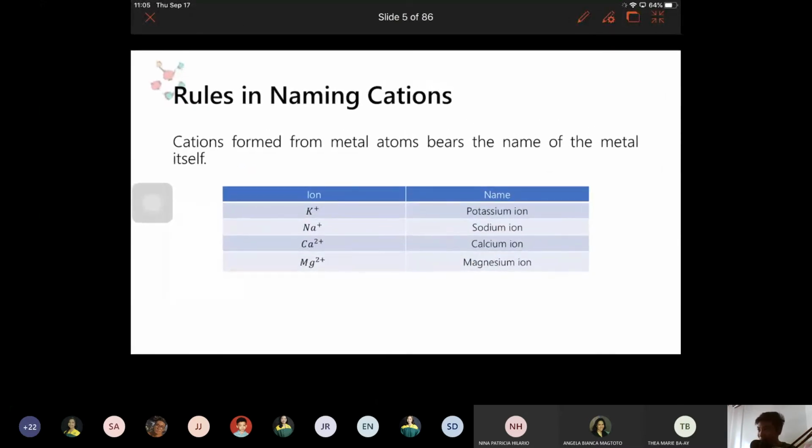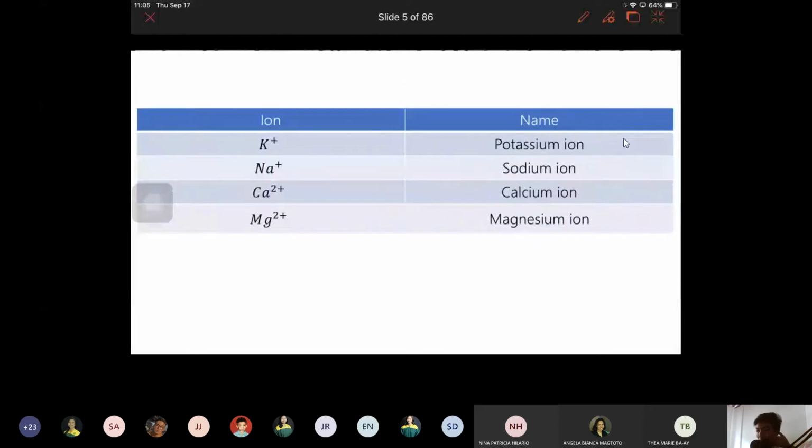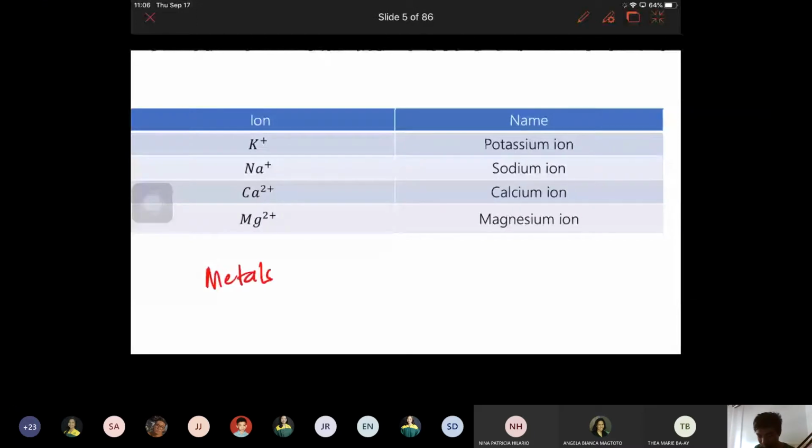Okay, so ano yung first rule natin? So the first rule states that the cation's name, the metal name, is the name of the ion itself. Again, anong metals ang pinapatukuyan natin? We are pertaining to the metals that can be found on the S and P orbitals, or the P blocks.